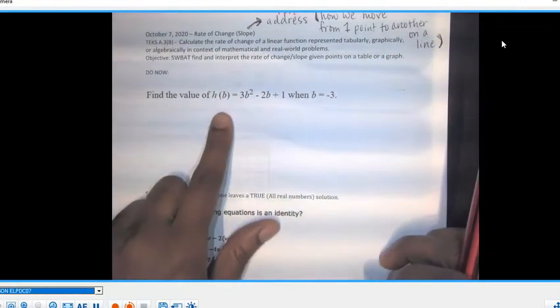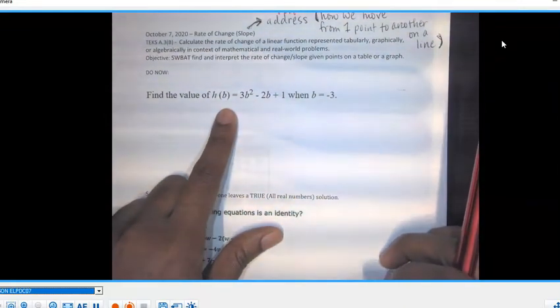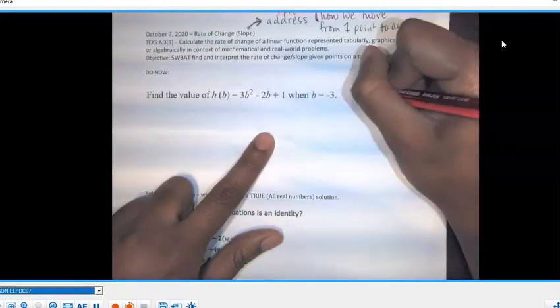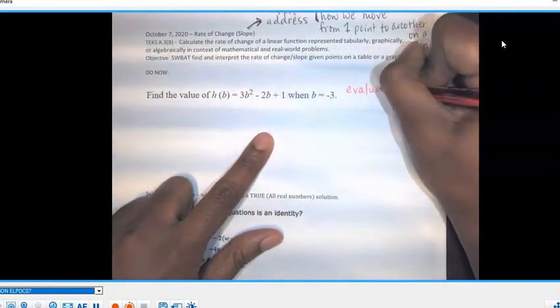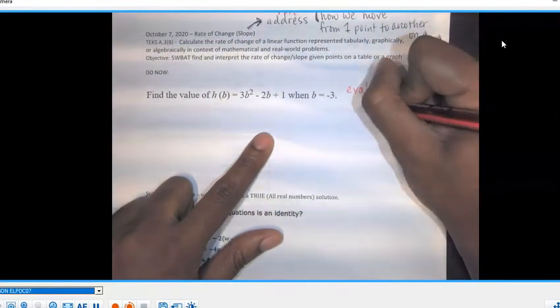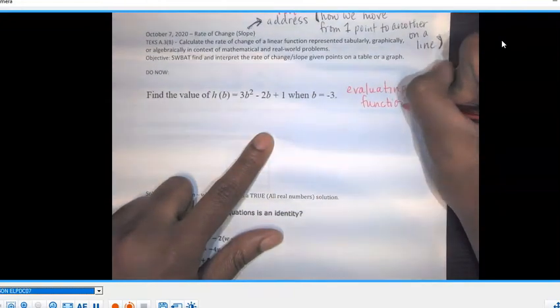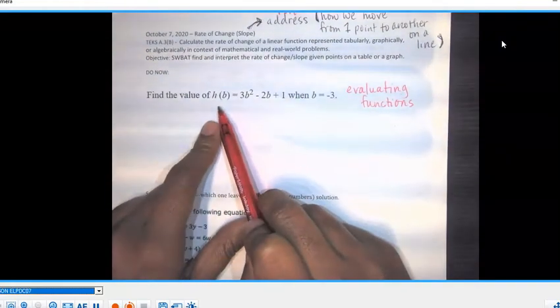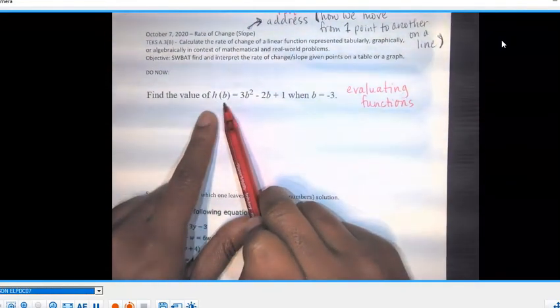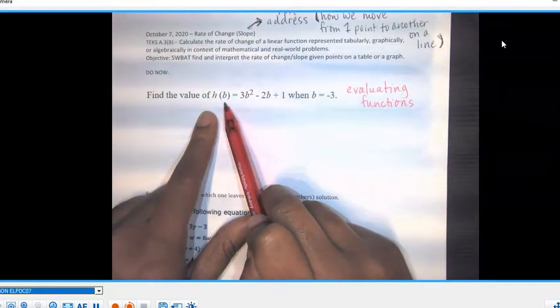As you can see, this one is an old skill, this is evaluating functions. So let's put evaluating functions. This was back from unit 2. So remember when we have something that says like f of x, but in this case it's h of b.